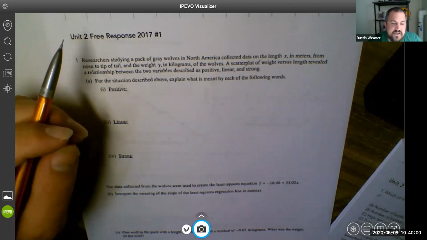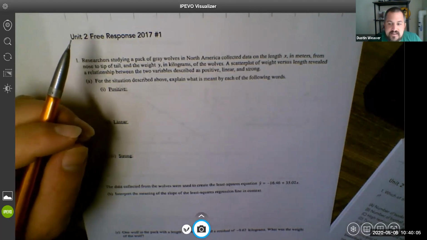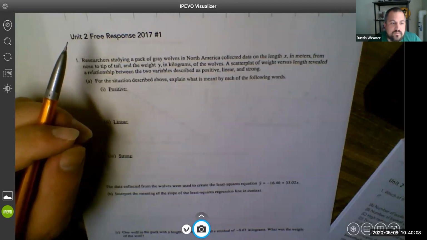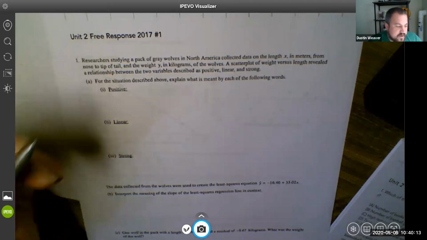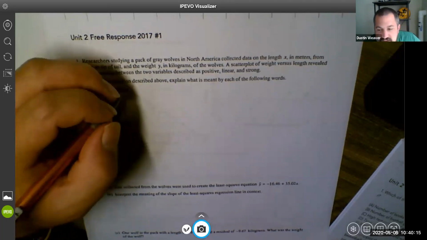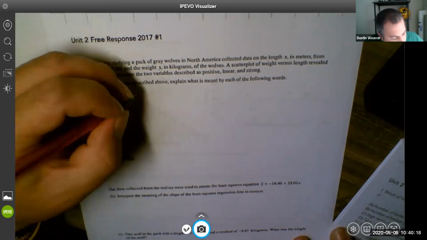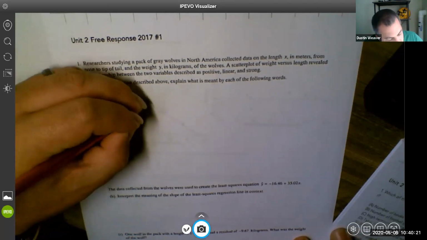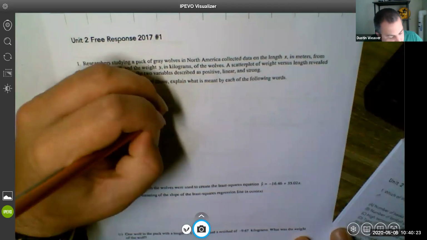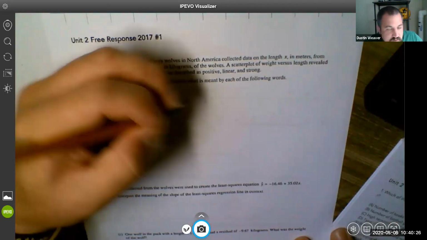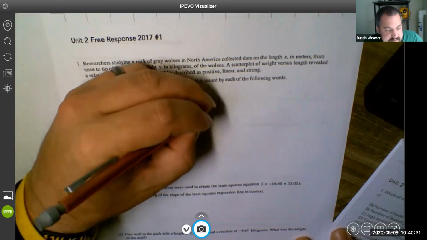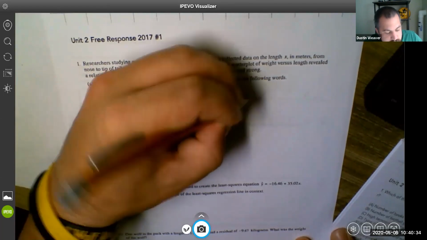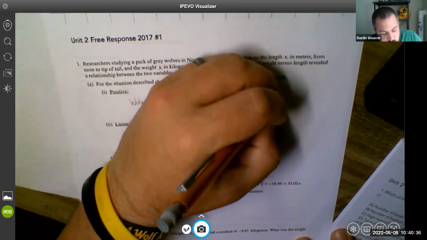So we're thinking if the relationship here is positive, what does that mean for us in this specific problem? Yeah. So what I would say is, and again, you don't want to be exact. So wolves with higher lengths tend to weigh more, or on average they weigh more, right?